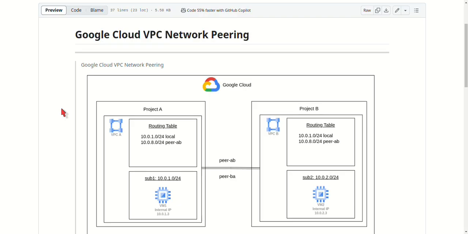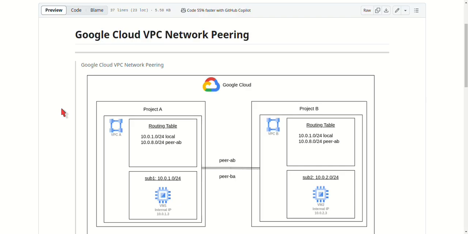Secondly, it offers reduced network latency. By keeping traffic within Google's high-performance global backbone, VPC network peering minimizes latency and ensures faster communications between VPCs compared to using public internet routes.